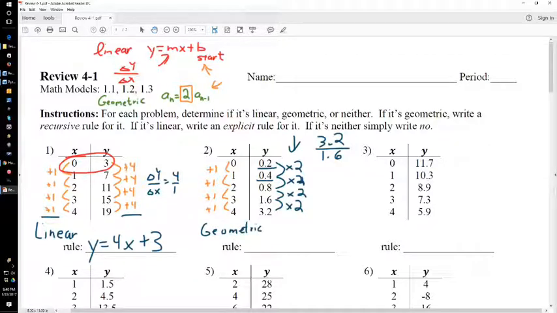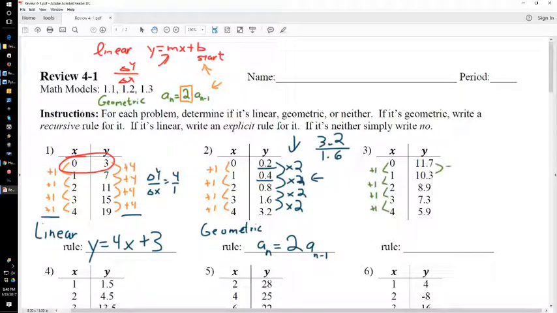So we're going to use our recursive rule. All right? So a sub n equals 2 times a sub n minus 1. And this time it's 2 because we're multiplying each one by 2. All right, last but not least, number 3. Again, we got to check both sides. So we're adding 1, adding 1, adding 1, adding 1.